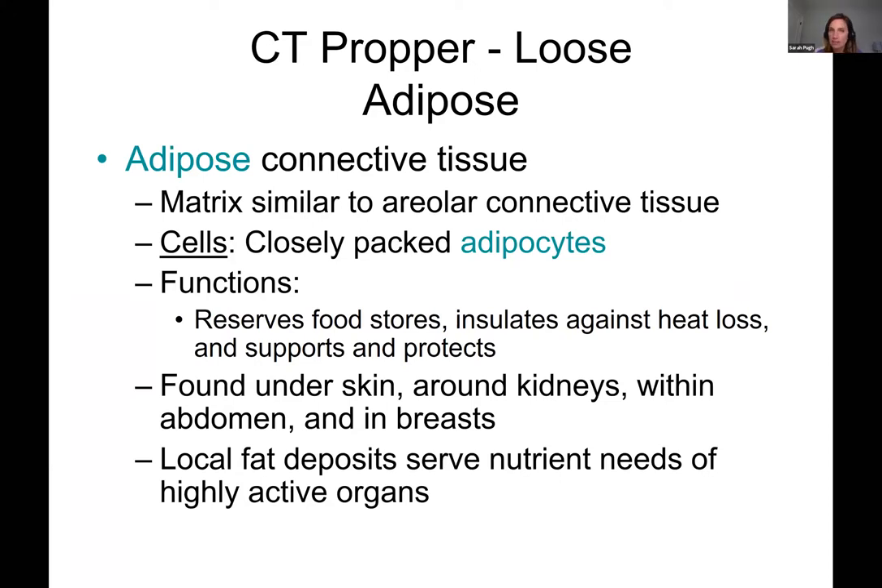Another loose connective tissue that I'm going to walk you through is adipose tissue. This just means fat. So this is fat tissue. This has a matrix that's really similar to areolar, but the cells are a little more packed together. And the type of cell is very specialized. Instead of calling it fibroblasts, that's what they are, we're still connective tissue proper, we give them a special name.